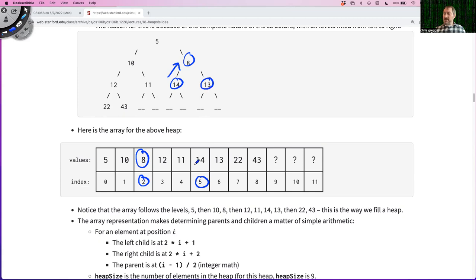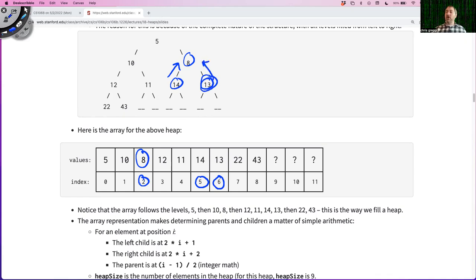Let's see if it works for 13. 13 is at index 6. 6 minus 1 is 5. 5 divided by 2 is 2 because we're truncating it. 2.5 is truncated to 2. Guess what? 2 is also the parent of 13. Index 2, where the 8 is, is also the parent of 13.